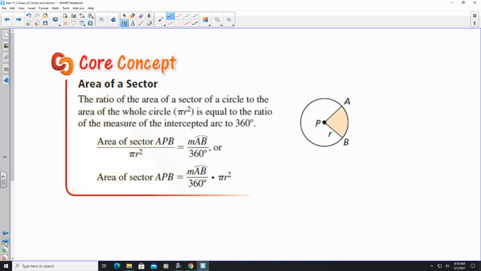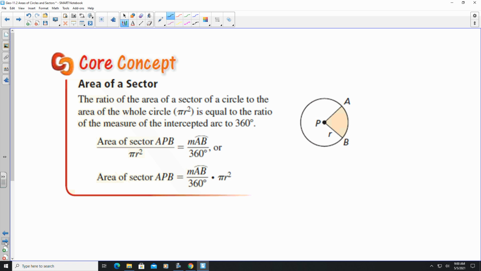All right, so now what we're going to do is look at the formula for the area of a sector. Similar to arc length from 11.1, but now area of a sector is we're just finding the portion of the area of a specific part of the circle. It's kind of like in this particular instance, you're trying to find the area of the pizza slice of that area.